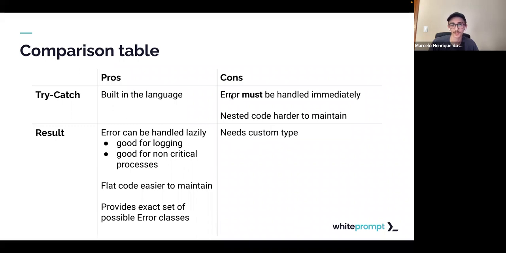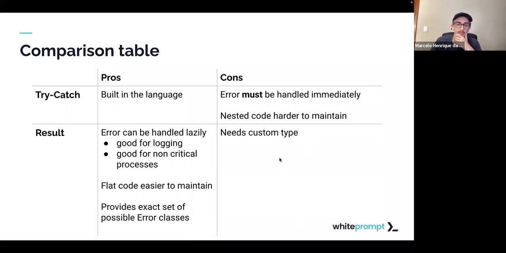But with the try catch, the con is that you always have to immediately handle as soon as something is thrown. So you need to keep nesting your code. And that's the other con, which is that nested code is just harder to maintain by nature. If you have long functions that go into a spaghetti style, it's not very good.